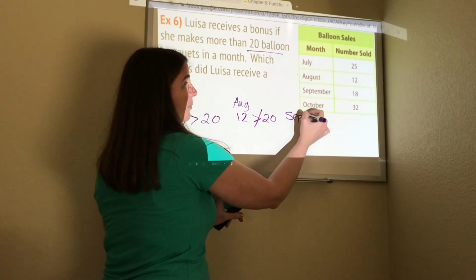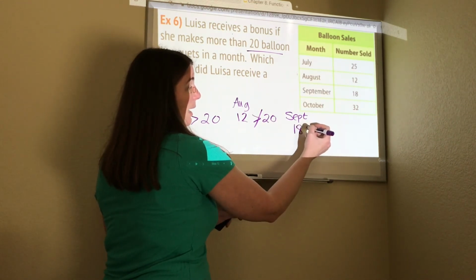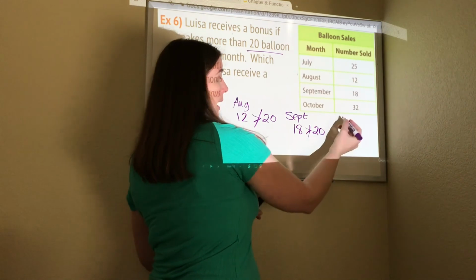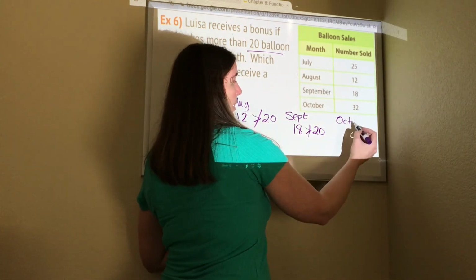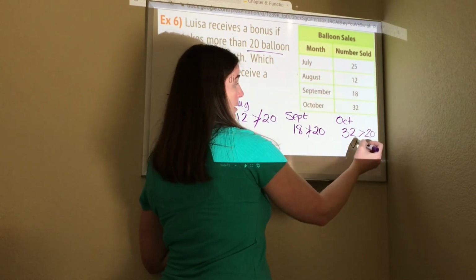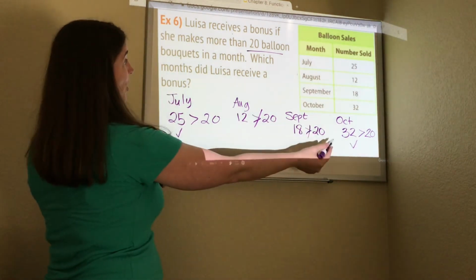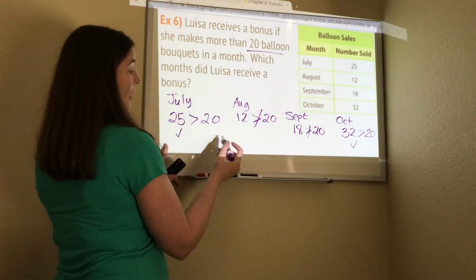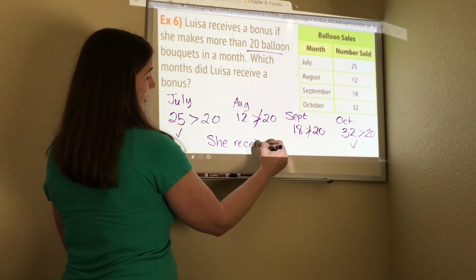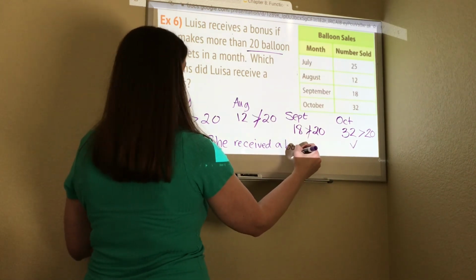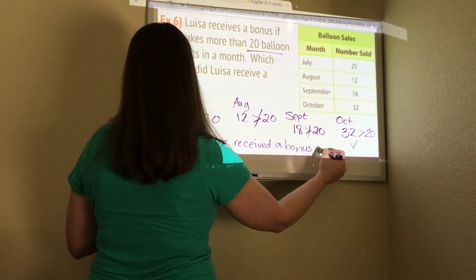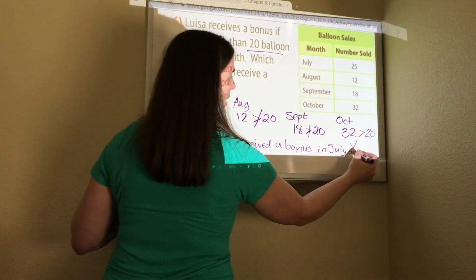September, I have 18. Is 18 greater than 20? No, it is not. And then I have October, I have 32. Is 32 greater than 20? Yes. Okay, so in July and October. So it says which months did Lisa receive a bonus? She received a bonus in July and October.